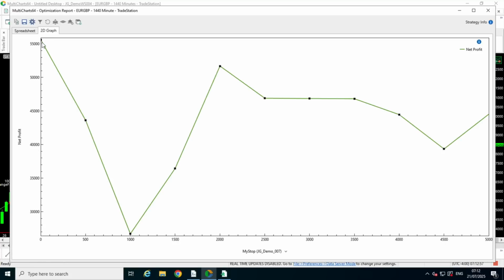And we can see that using no stop loss does make the most money. Using a 50 pip stop loss is worse. Using 100 pip stop loss is really bad. And then as we increase, it starts to work a bit better and then sort of flat lines. So we could use 250, we could use 200, 250, 300, 350. Let's just use 250.